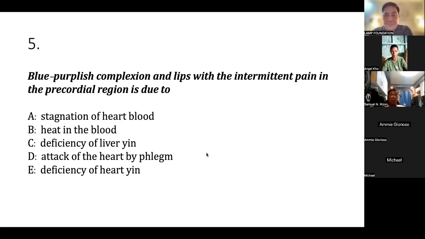Number 5 po. Blue purplish complexion and lips with the intermittent pain in the precordial region is due to A. Stagnation of heart blood, B. Heat in the blood, C. Deficiency of liver yin, D. Attack of the heart by phlegm, E. Deficiency of heart yin. So what's your answer? Answer po, the bluish purplish complexion and lips with intermittent pain, stagnation of heart blood po, letter A po.